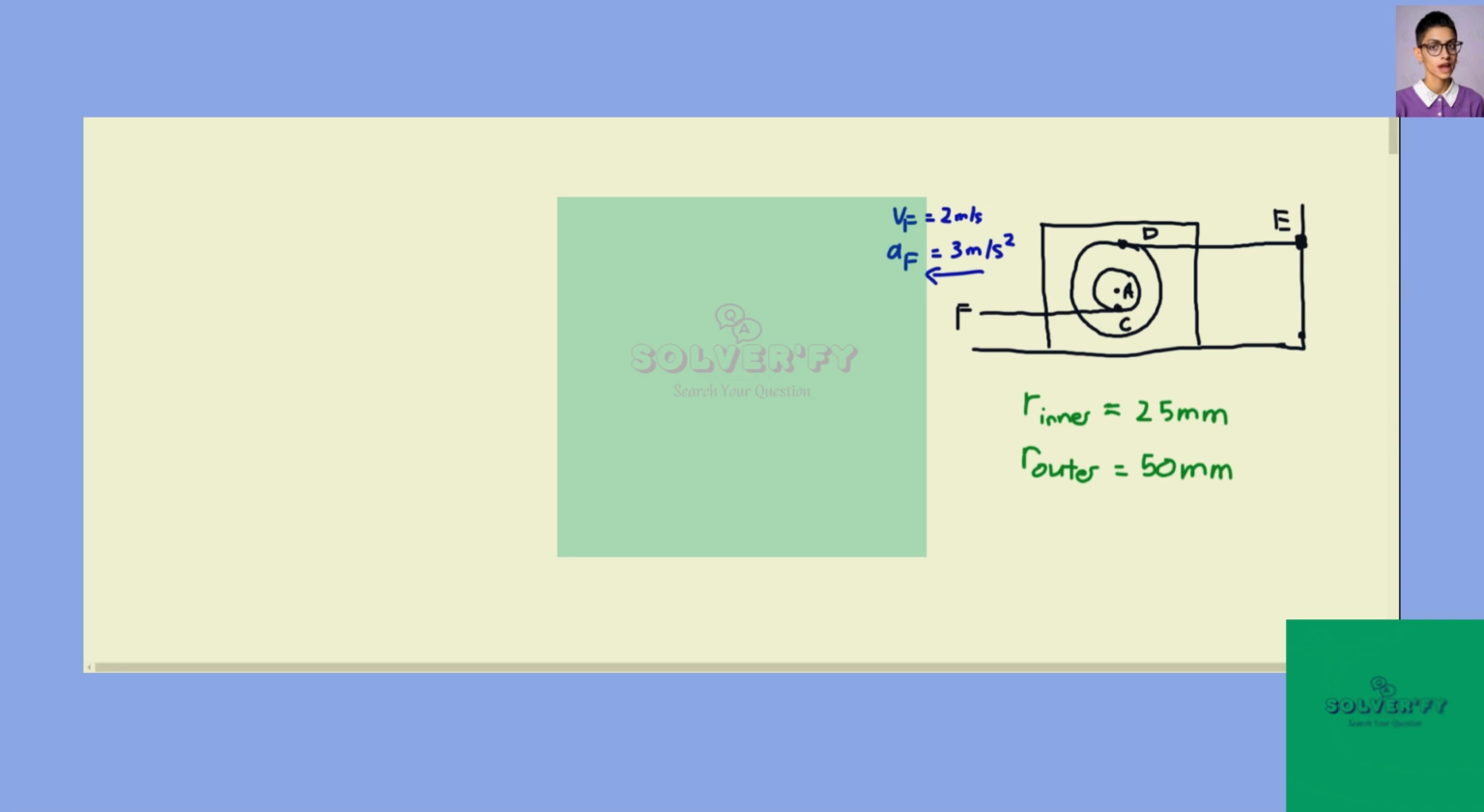Okay, so point F is moving at 2 meters per second to the left, accelerating at 3 meters per second squared to the left as well. So this velocity and acceleration of point F will also be the velocity and acceleration of point C. Okay, so we know that VC on the pulley is minus 2i. AC will be minus 3i.